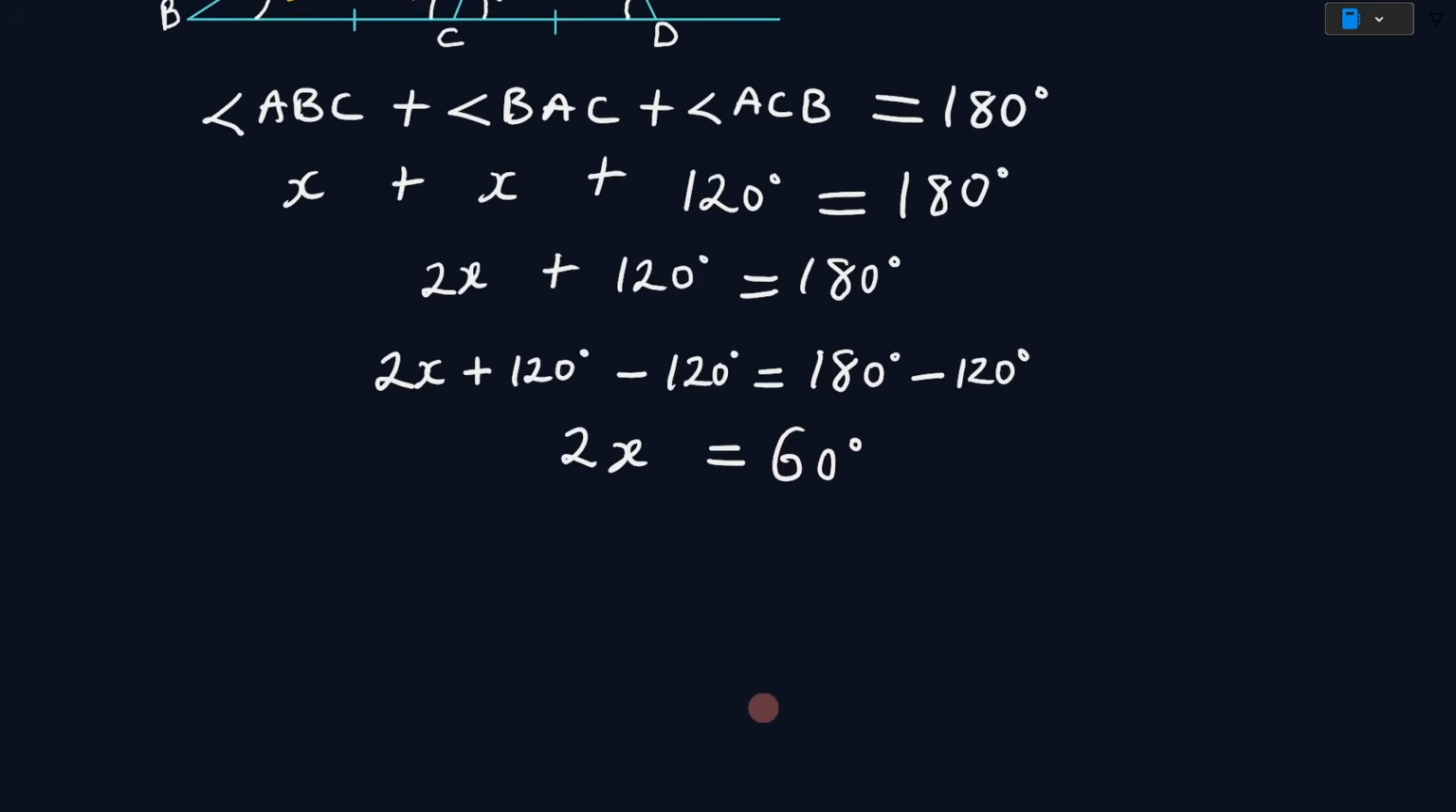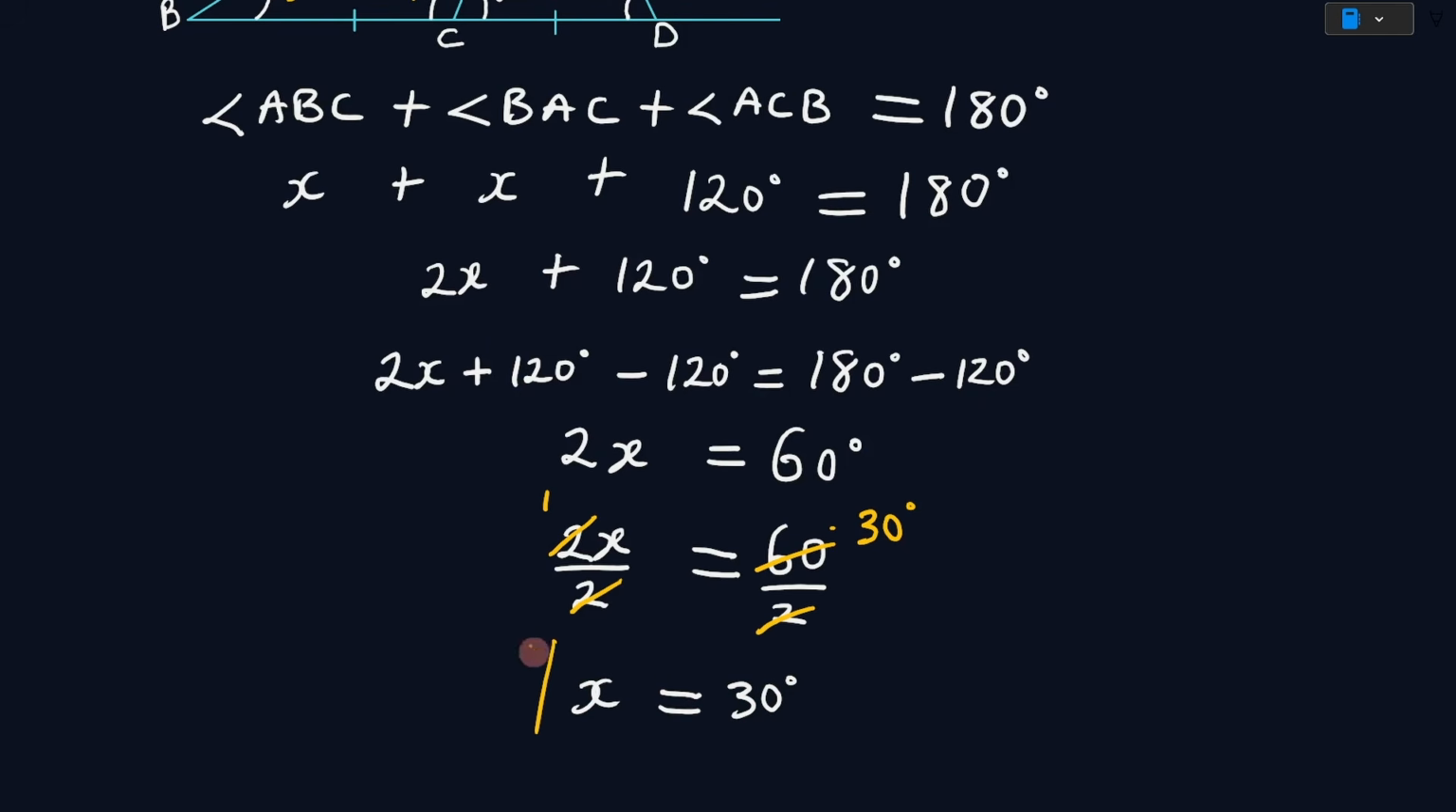The next step, we need to divide both sides of this equation by 2 to isolate x, or to find our x. That will now be 2x divided by 2 equal to 60 divided by 2. 2 divided by 2 is 1. 60 divided by 2 is 30. That's 60 degrees divided by 2 is 30 degrees. That means that our x is now equal to 30 degrees. And here is our final answer, that x is 30 degrees.